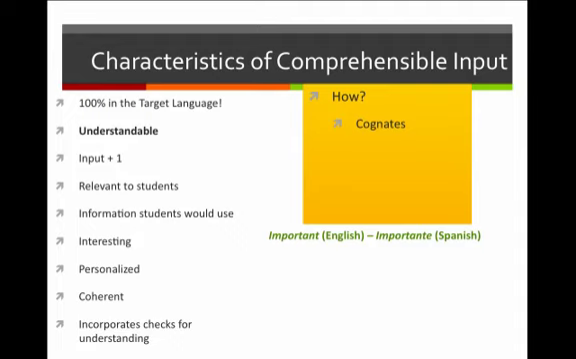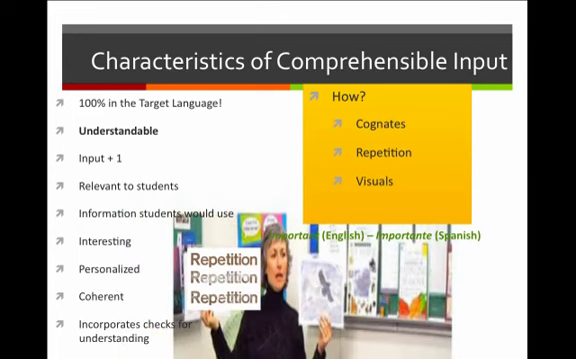A second way to make your comprehensible input understandable is repetition, repetition, repetition. The more you repeat new grammar structures for the students or new vocabulary words, the better and longer they will retain the new information. Repeat each new vocabulary word at least 7 times before you expect your student to produce it. A third way to make your comprehensible input understandable is to use a lot of visuals.